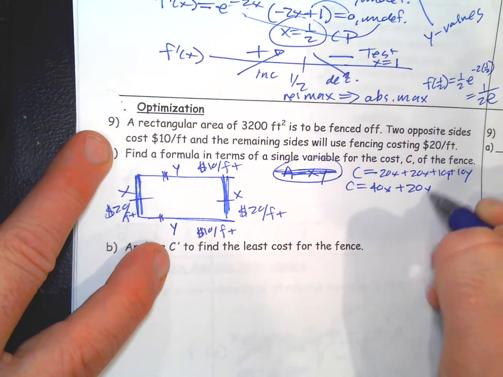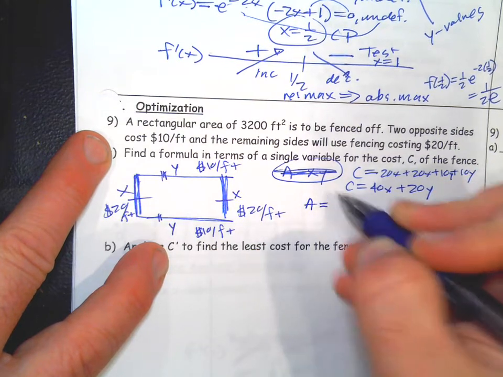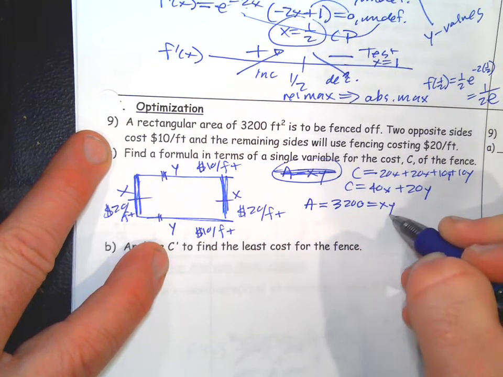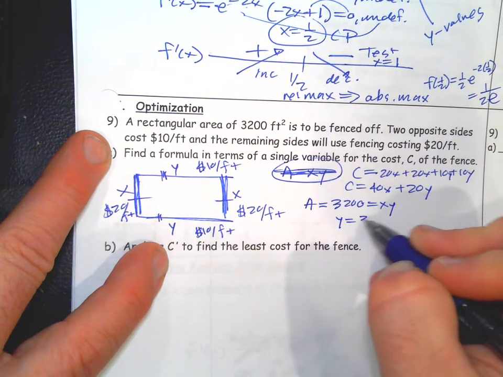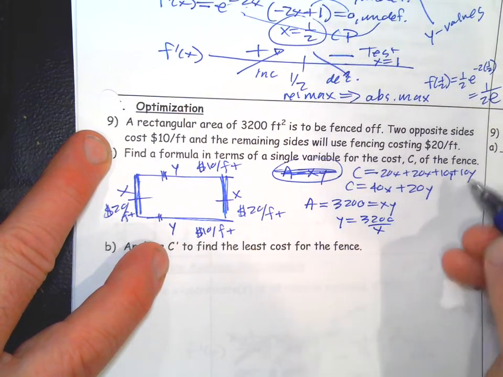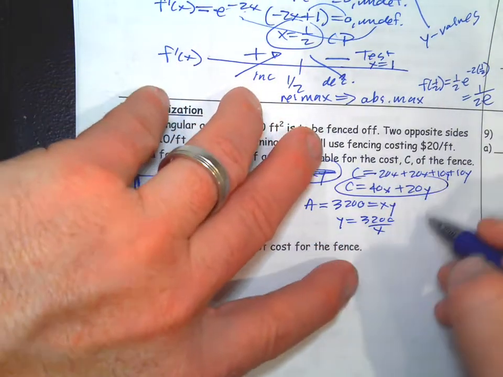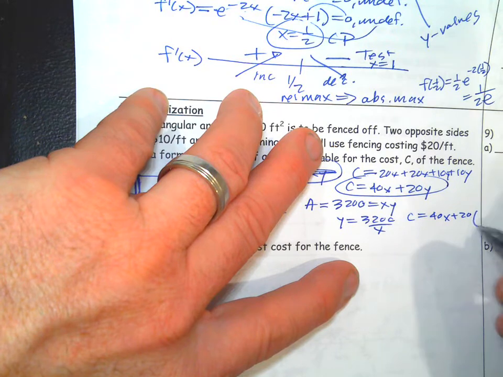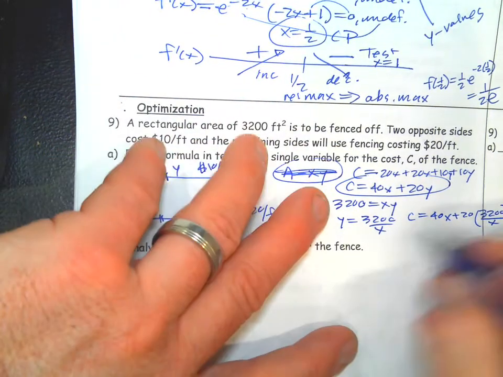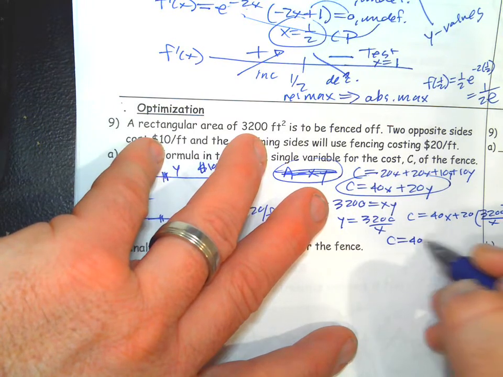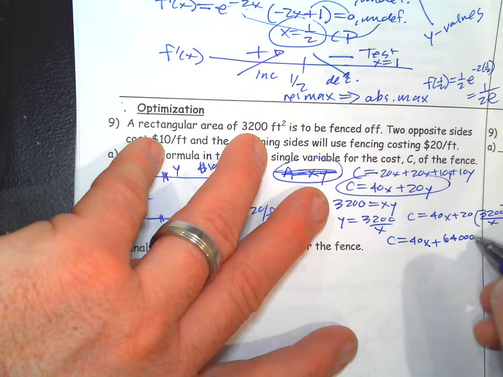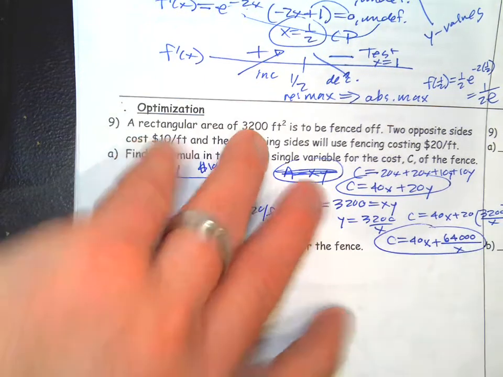We want to get this in one variable. We have the constant area of 3,200, which comes from x times y. So now we can say y equals 3,200 over x. So now our cost function could be 40x plus 20 times 3,200 over x. So the cost function is 40x plus 64,000 over x. Okay.